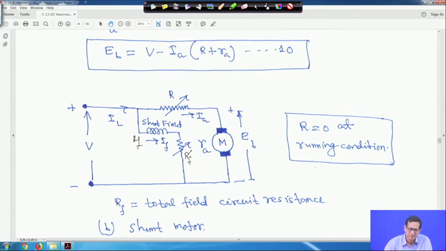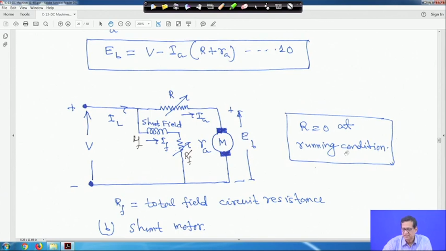In this case also the philosophy will remain the same, only here from the same supply you are giving the supply to the machine as well as to the shunt field, because it is parallel connected. So, this is the shunt field resistance RF, and this is RF dash, some external resistance. By inserting RF dash you can vary this resistance, hence you can control the field current IF, and controlling field current means you are controlling the flux, right.